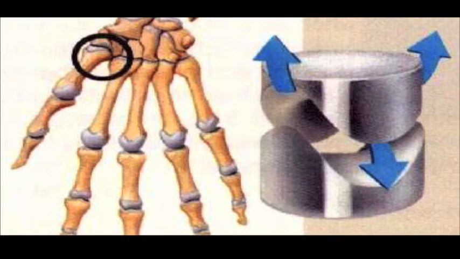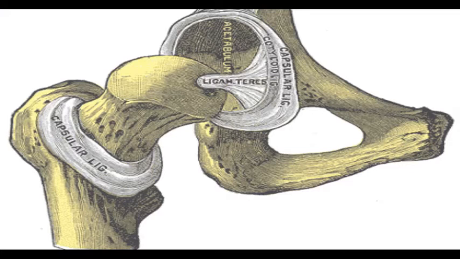Fourthly, we have a saddle joint, which is similar to an ellipsoid joint, yet with rotation around a third axis, but this occurs independently. This is mainly shown just in your thumb, as it is more flexible than your phalanges.